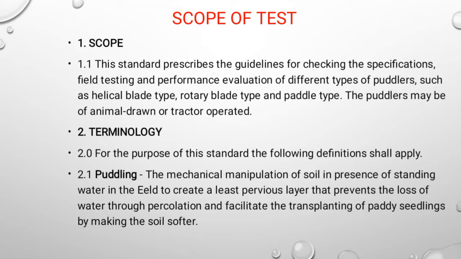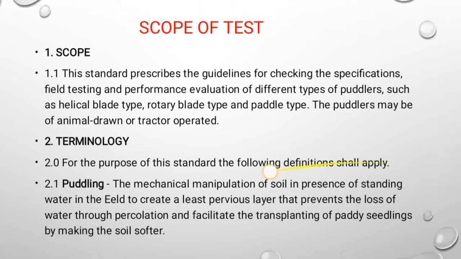Terminology: for the purpose of this standard, the following definitions shall apply. Puddling is the mechanical manipulation of soil in the presence of standing water in the field to create a least pervious layer that prevents the loss of water through percolation and facilitates the transplanting of the paddy seedling by making the soil softer.